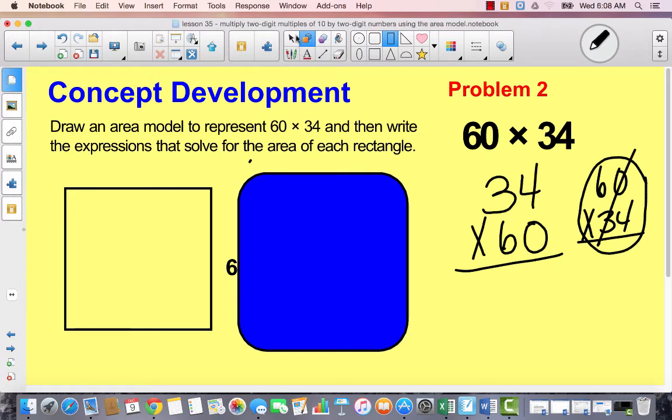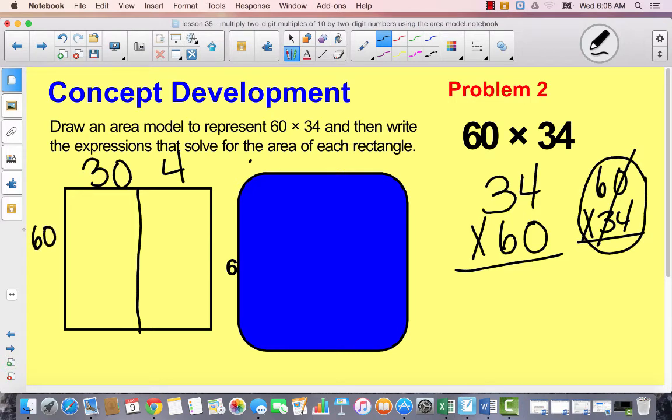We're going to take the standard form of 34 and we're going to make that expanded form. So expanded form would be 30 and 4. And then we're going to divide this area model into two parts. And then we are multiplying that times 60. Okay, so this is what our area model is going to look like.